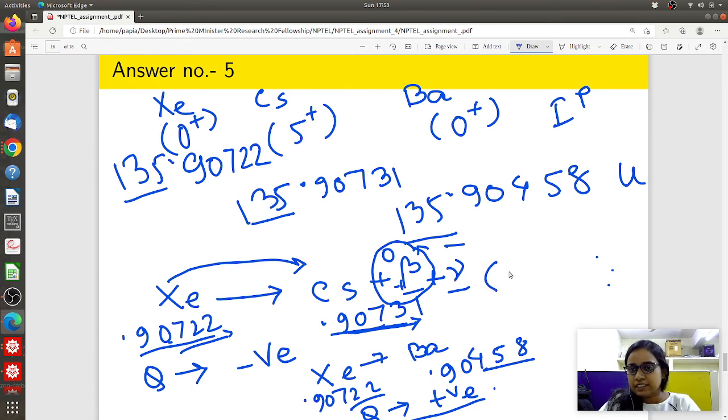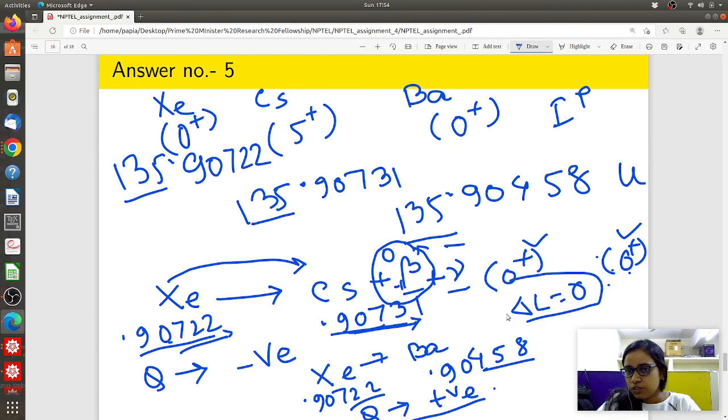Xenon has J-parity 0 plus and barium has J-parity 0 plus. So 0 plus to 0 plus means delta L equals 0, because plus plus means there is no parity change. Delta L equals 0 means obviously it's an allowed transition, as I already told you before. It can be Fermi or Gamow-Teller, but if delta L equals 0 then it is an allowed transition. And what will be the type of that transition? Delta S is here 0.